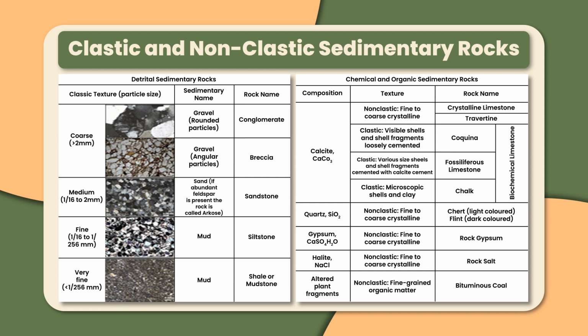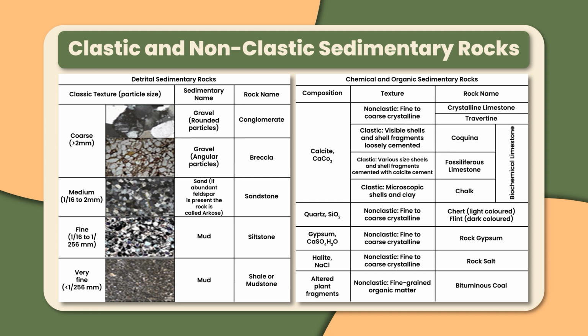It has a coarse fraction, more than 2 millimeter in size. They produce gravels, rounded gravels, or angular gravels. The angular gravel gives rise to breccia, and the rounded gravel gives rise to conglomerate. Medium, 1/16 to 2 millimeter, they produce sand. If there is enough feldspar, then it is called arkose sandstone. Or if there is plagioclase feldspar, then we call it graywacke.